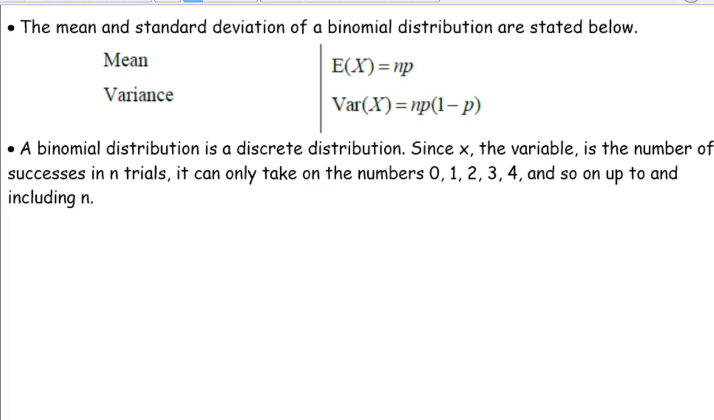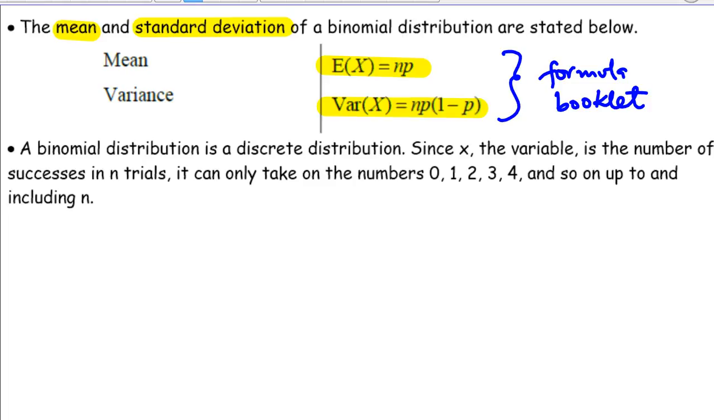Okay, this is also very important. The mean and standard deviation. The mean and standard deviation of a binomial distribution are given below. Remember, the mean is the same as the expected value, which is equal to that, and the variance is equal to that. These formulas again are in our formula booklets. So you don't have to cram them, you just need to know how to use them.